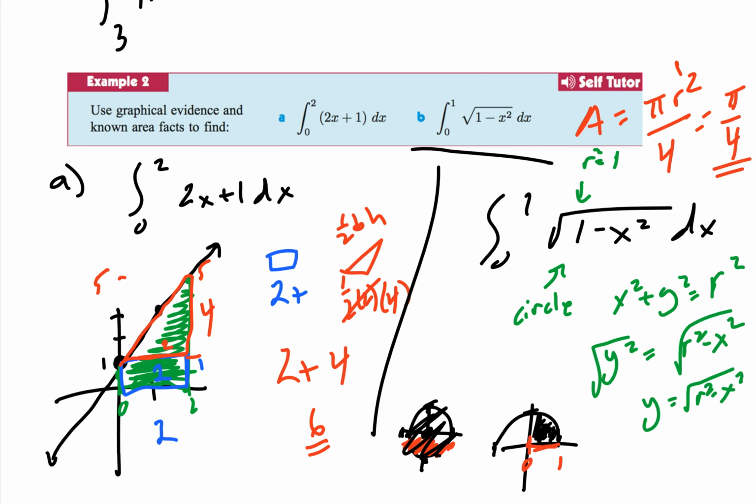Right, those are first integration problems. Integral just means area underneath the curve. So in these cases, draw it to find the area under the curve.